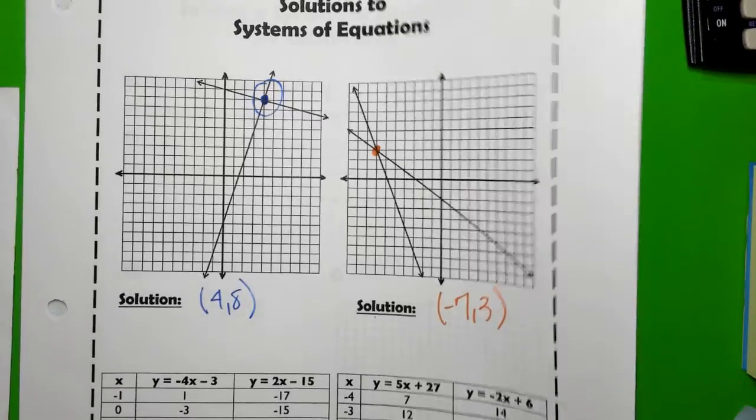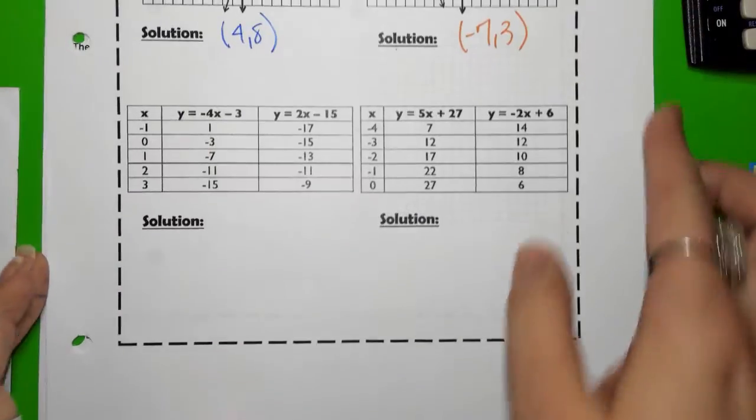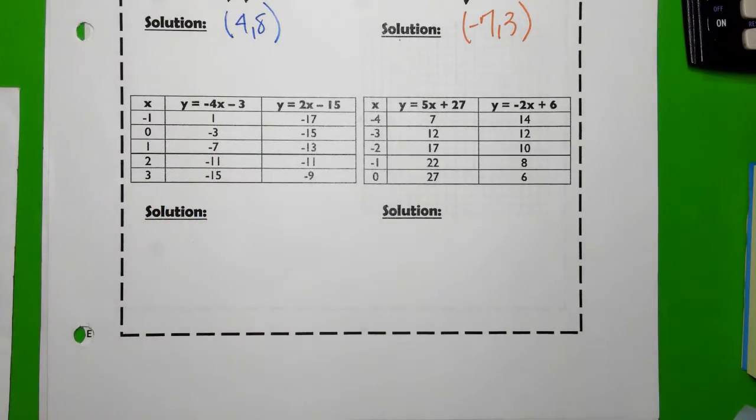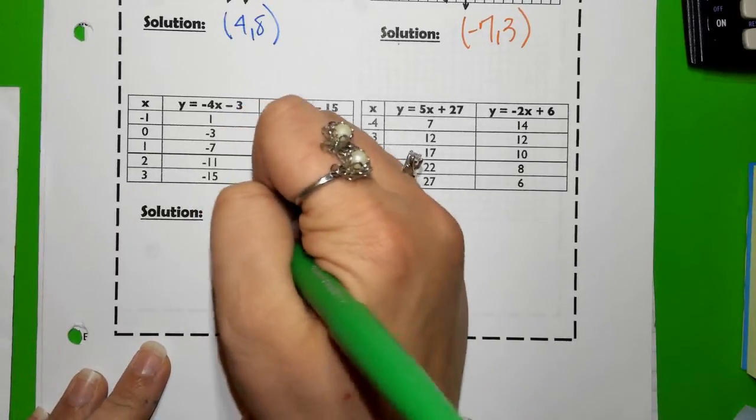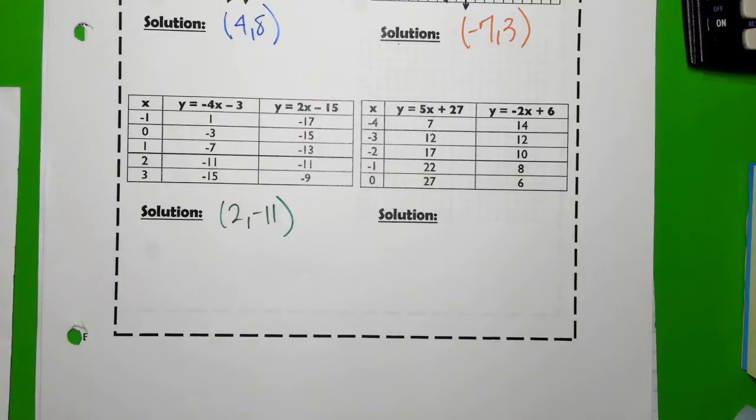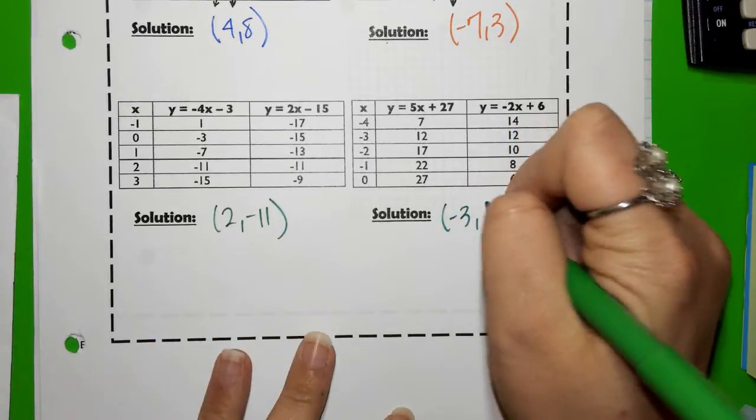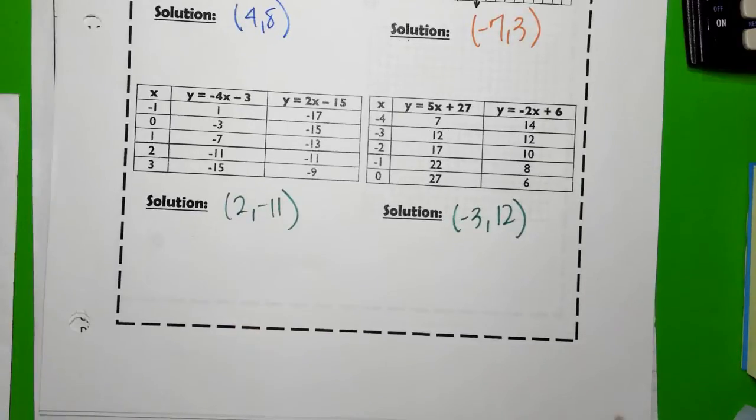Alright, now let's look at our tables. Remember, we need to have X and Y the same. So on the first one, Hufflepuff, where do you think our solution is? 2, -11. Give yourself a point. Do we agree or disagree? And the last one. Hopefully as a class we can figure this out. Class, please tell me what the solution is. -3, 12. That's what I'm talking about.